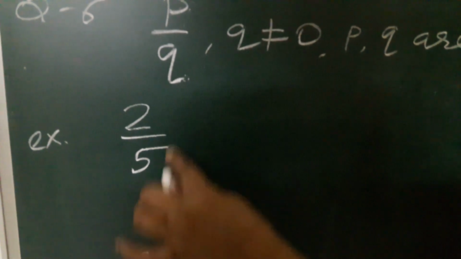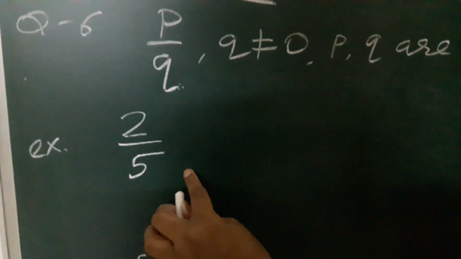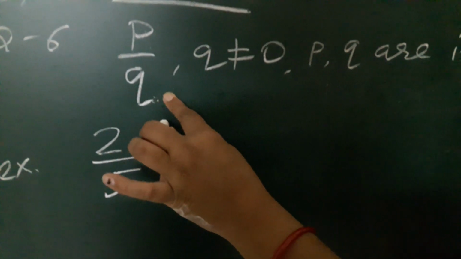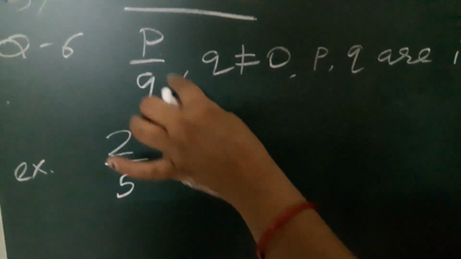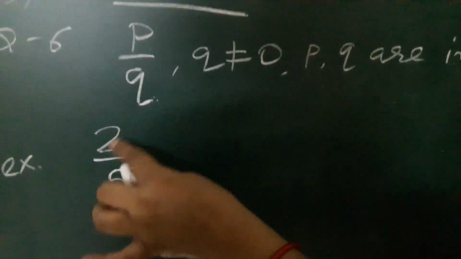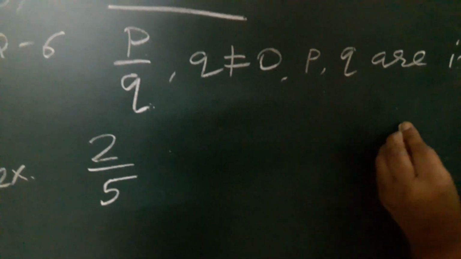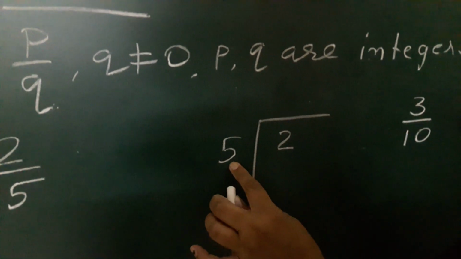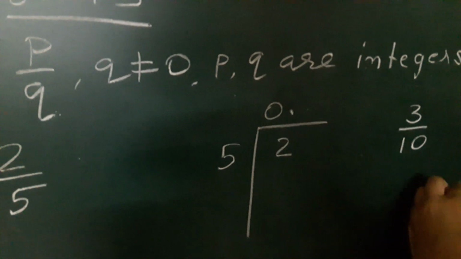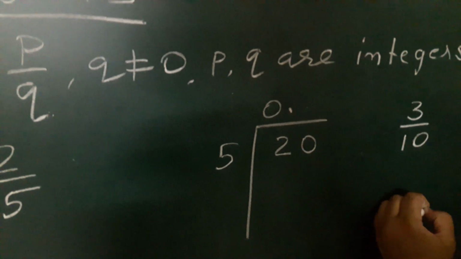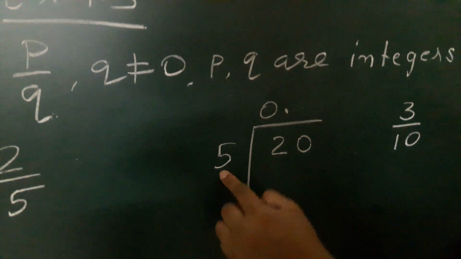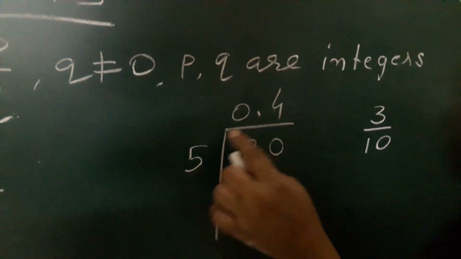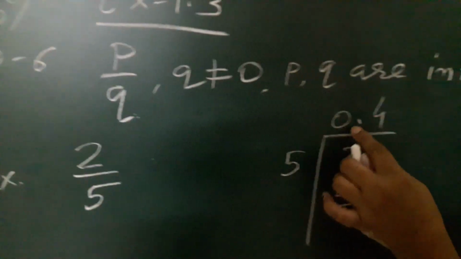2 by 5 is in the form of p by q, and we have to show that if p by q has a terminating decimal expansion, then what is the property of the denominator q? So for example, 2 by 5. We know that 2 is less than 5, so we put the decimal point and put 0. Now in the table of 5, 5 4s are 20. 20 minus 20, 0. So 2 by 5 equals 0.4.